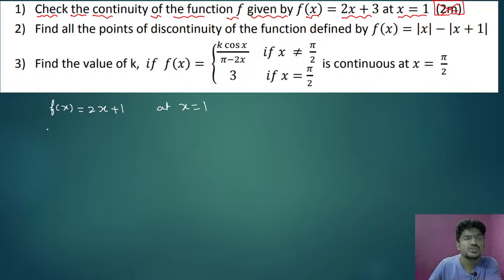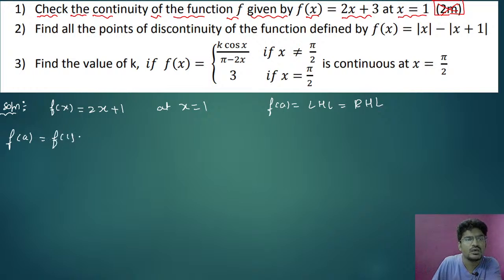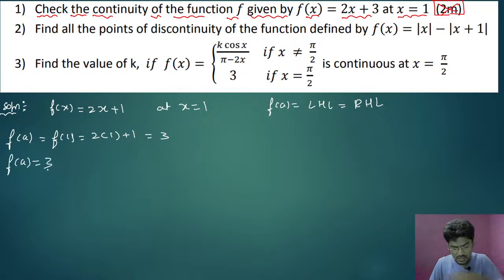Now you know the continuity definition, that is f of a must be equal to LHL, that must be equal to RHL. So first you find f of a. Here the value of a is 1. So f of 1 equal to 2 into 1 plus 1, so that is 3. Clear? f of a equal to 3. Now we have to find LHL and RHL.